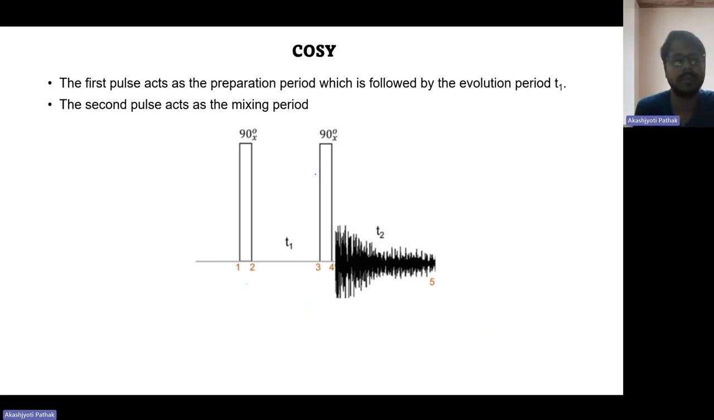Now we will talk about COSY. Okay, correlation spectroscopy.